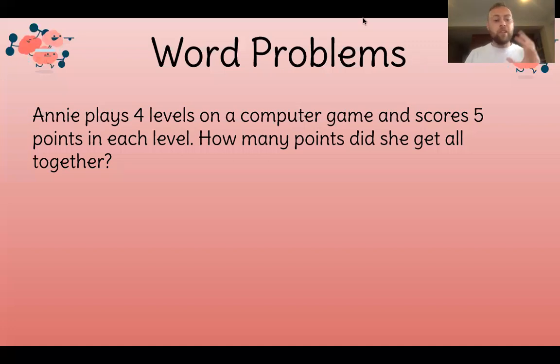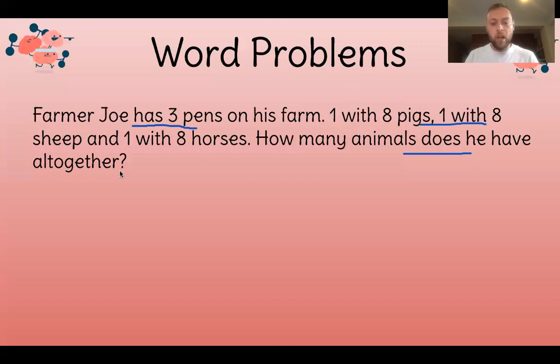Okay, so let me read again. Annie plays 4 levels on a computer game and scores 5 points on each level. How many points did she get altogether? I really love children that underline the important information. So she plays 4 levels and she scores 5 points. How many points did she get altogether? So I want to know the total, don't I? I want to know how many she got altogether.